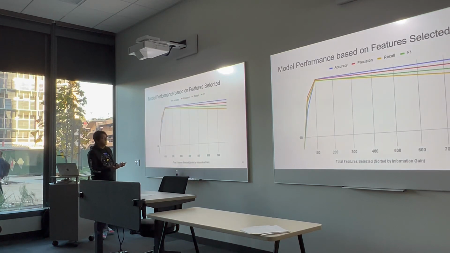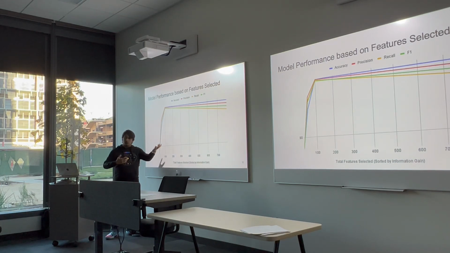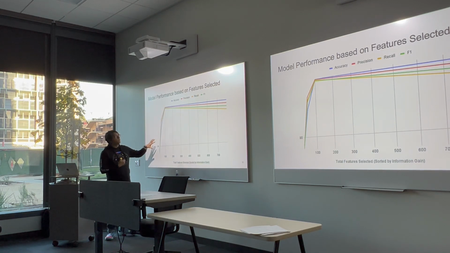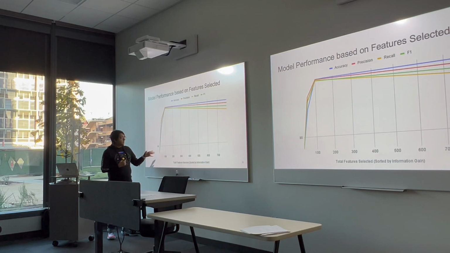So we ranked all these features by information gain, and then we ran an experiment to decide how many features we want to take. So what you're seeing in front of you is an experiment's results where we take the first 10, the first 20, the first 100, so on. The first X features ranked on information gain and how our model performs in terms of the 4 metrics: accuracy, precision, recall, and F1.